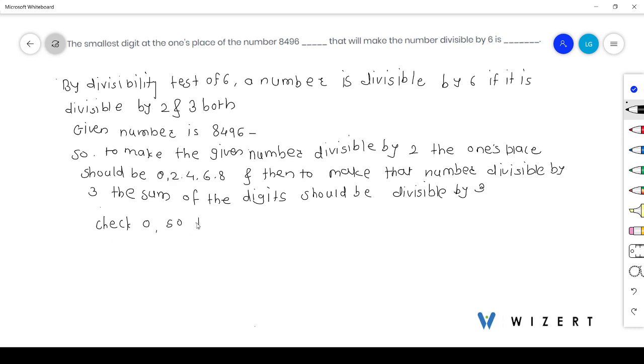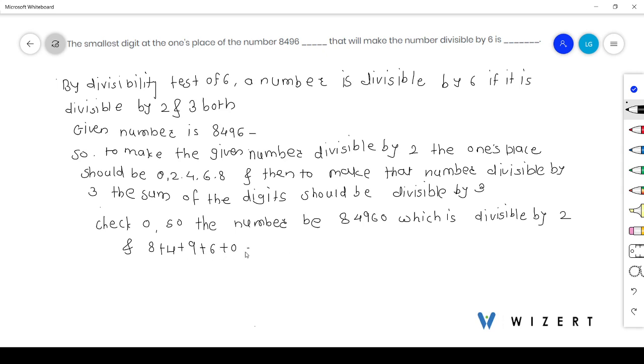So, the number will be 84960, which is divisible by 2, and 8 plus 4 plus 9 plus 6 plus 0 is, this 8 plus 4 is 12, plus 9 is 21, plus 6 is 27. This 27 is divisible by 3.